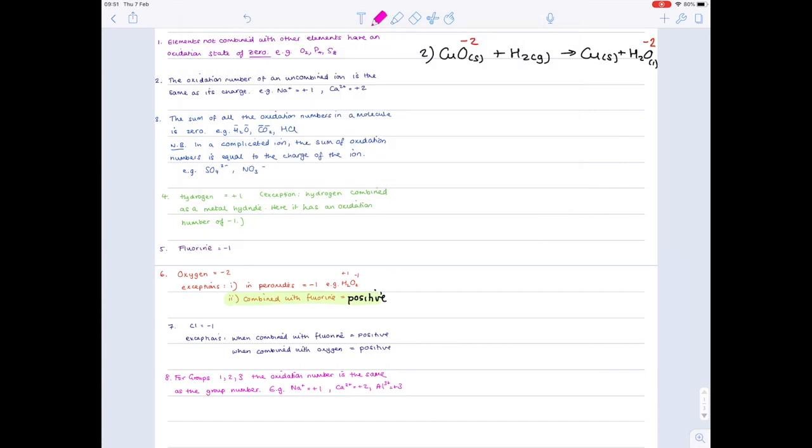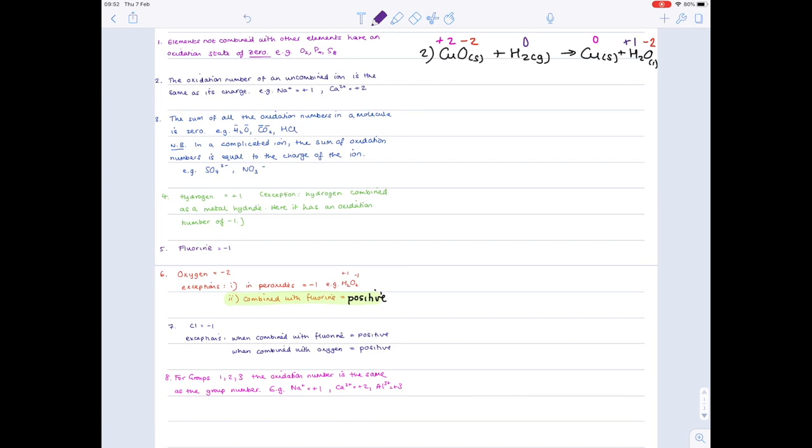Copper now, well, we know the net charge of copper oxide is 0, so by definition copper must therefore have an oxidation state of +2. And then on the right hand side it exists as an uncombined element. According to rule 1, its oxidation state must therefore be 0. Hydrogen now, hydrogen exists as an uncombined element on the left hand side, its oxidation number is therefore 0. On the right hand side, it exists in water, the net charge must be 0, so that means that each hydrogen has an oxidation number of +1.